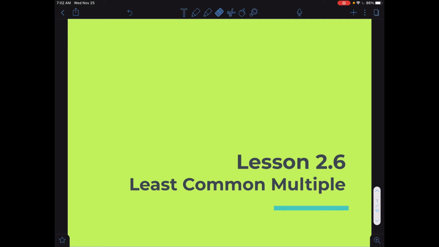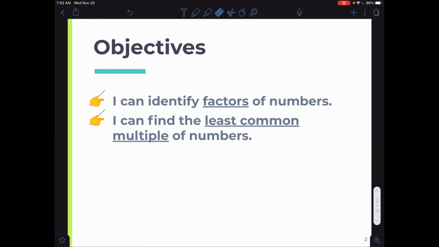Today's lesson is 2.6, least common multiple. Our objectives are to identify factors of numbers and to find the least common multiple of numbers.